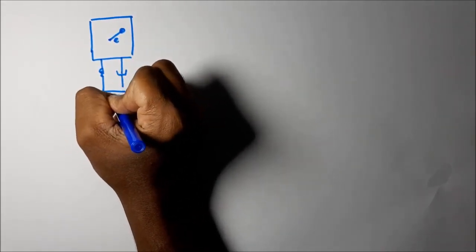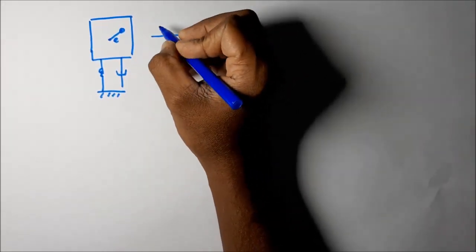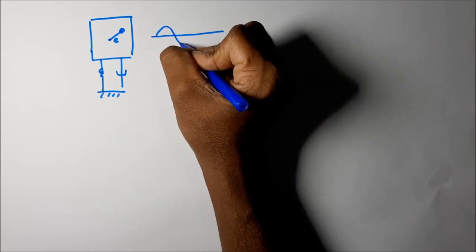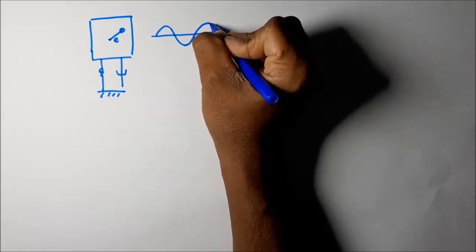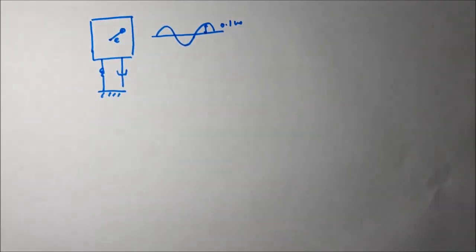This is the system we are having. So this is the amplitude of vibration. In steady state, this amplitude of vibration is given, and it is equal to 0.1 meters. Okay, 0.1 meters.